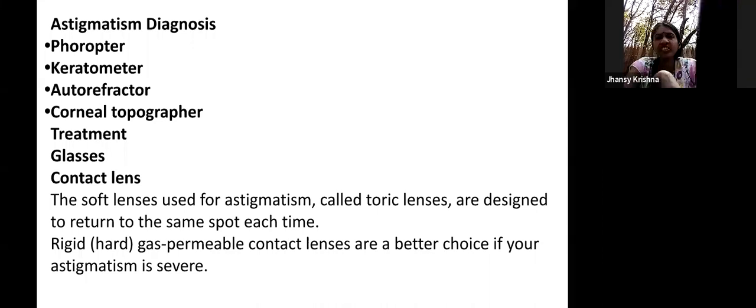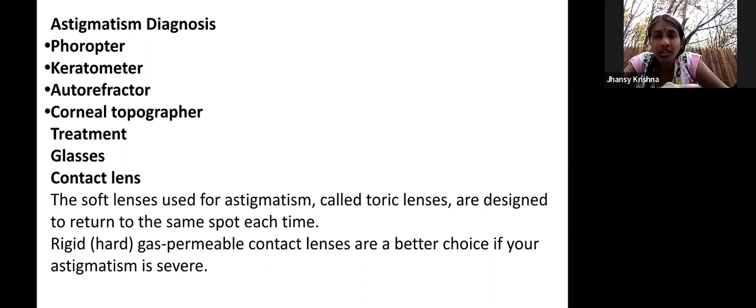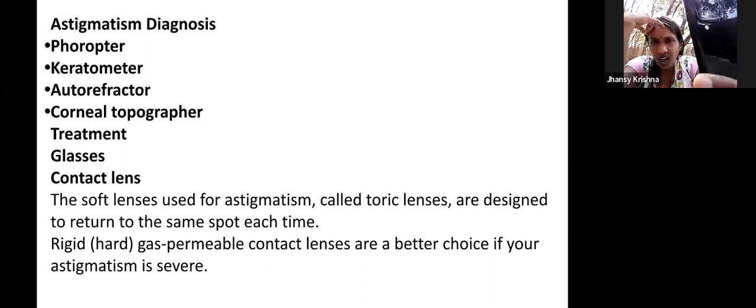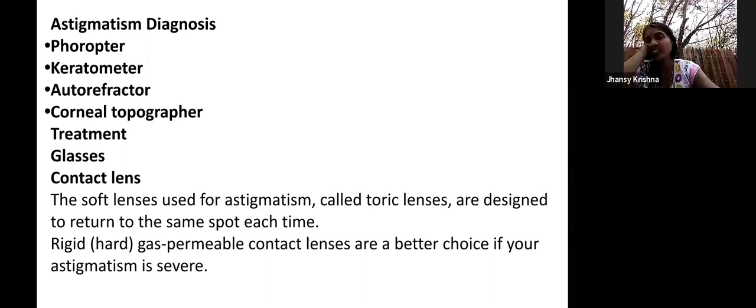Diagnosis of astigmatism includes phoropter, keratometer, autorefractometer, corneal topography. Treatment aspects include treatment with glasses, contact lens. These contact lenses are of two types: soft lenses and hard lenses. Soft lenses are also called toric lenses.